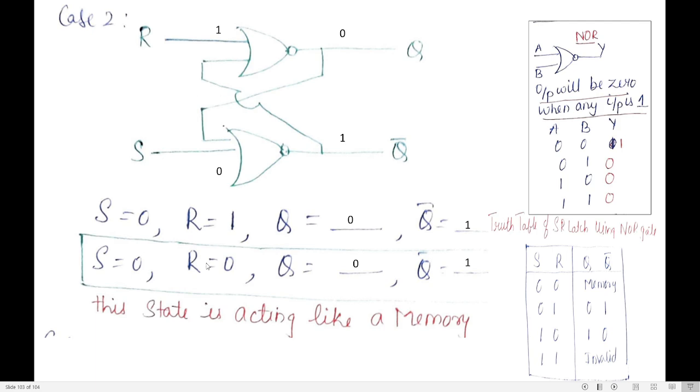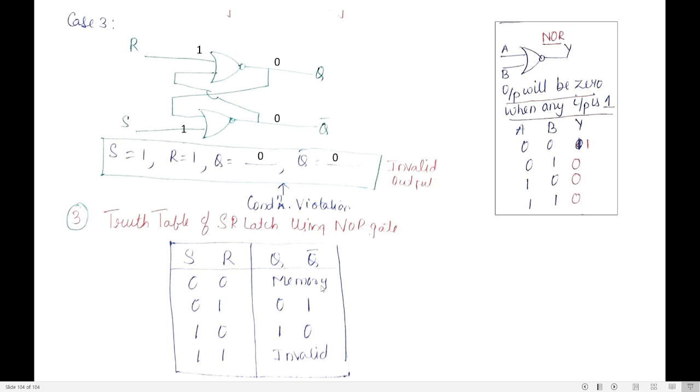What happens when S is 0, R is 0? Just now we have seen when both are zeros, whatever was there previously in Q and Q bar will come as such. Okay, that is why we call the state S is 0, R is 0 as memory state. What is the last case? This is my last case. When S is 1, R is 1. Oh my God. When R is 1, S is 1, what happens?